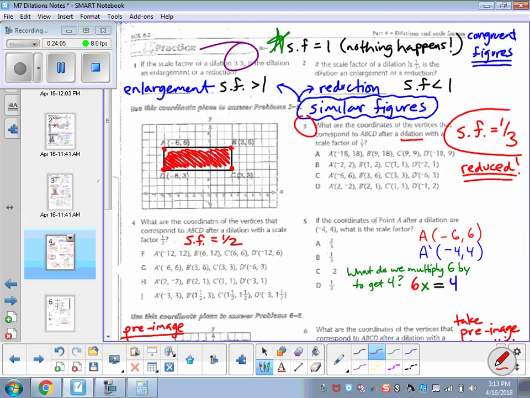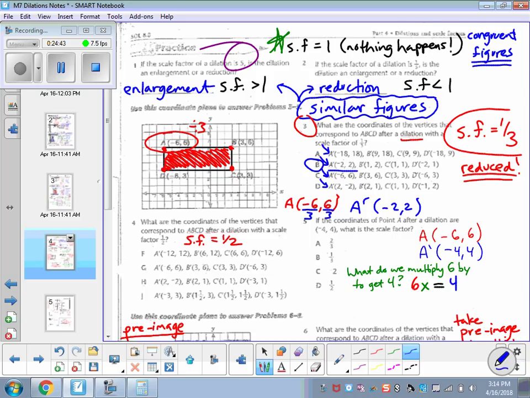So all we have to do is take point A and divide by 3. So let's take a look first at point A. A is currently at -6, 6. And if we divide both of those by 3, A prime would be at -2, 2. If I'm looking here at A prime, I can already see right there, that's the only one that has it. 1/3 of it would be -2, 2.